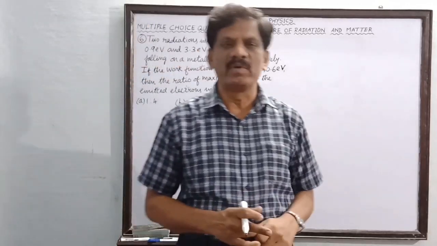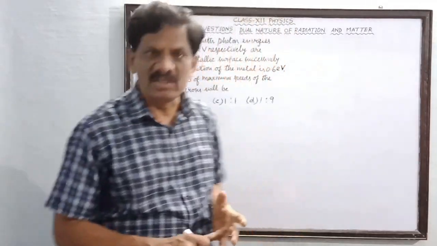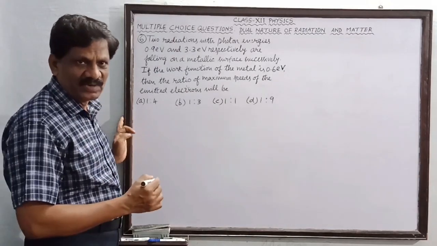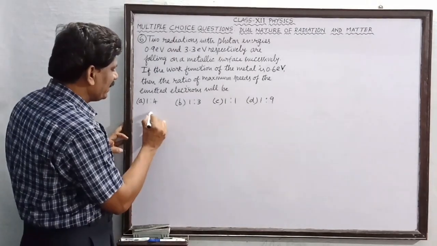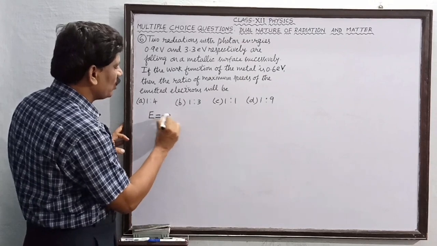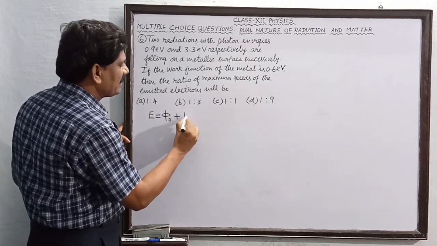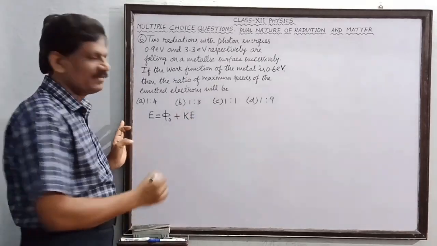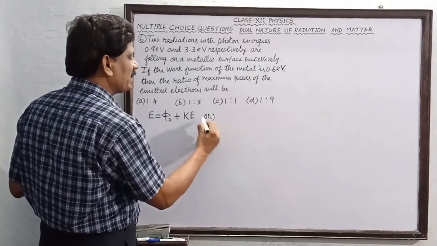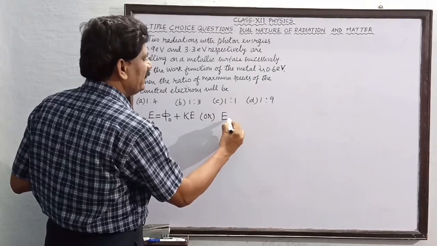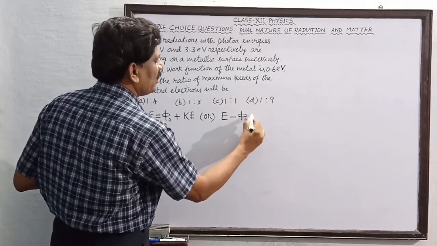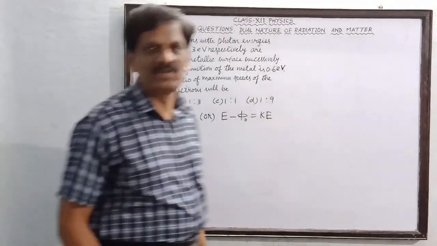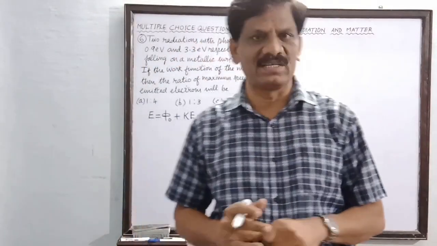So for this we are going to use Einstein's photoelectric equation. Okay, my dear students, what is Einstein's photoelectric equation? The incident energy E is equal to work function W plus kinetic energy. Or the same equation can be rewritten as E minus phi naught is equal to kinetic energy. This equation I am going to apply for the two photons.